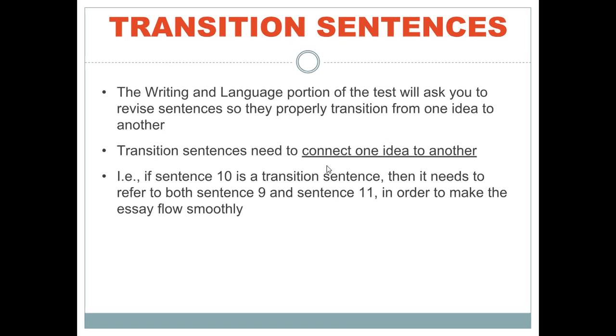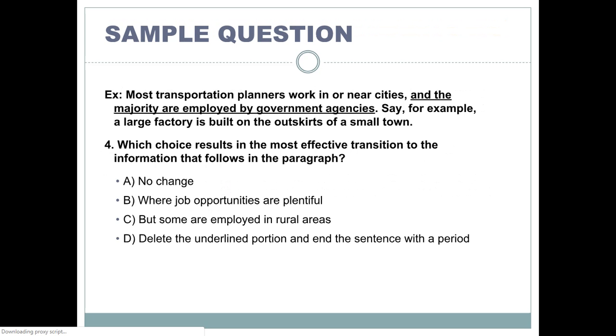Now, what you want to think about with transition sentences is that they need to connect ideas. So if sentence 10 is a transition, it needs to connect to the idea in sentence 9 and in sentence 11. It has to connect to the sentence before and after it in order to really be correctly placed. So we'll look at an example. Most transportation planners work in or near cities, and the majority are employed by government agencies. Say, for example, a large factory is built on the outskirts of a small town. Now we want to know which choice results in the most effective transition to the information that follows in the paragraph. Take a second to think about it.